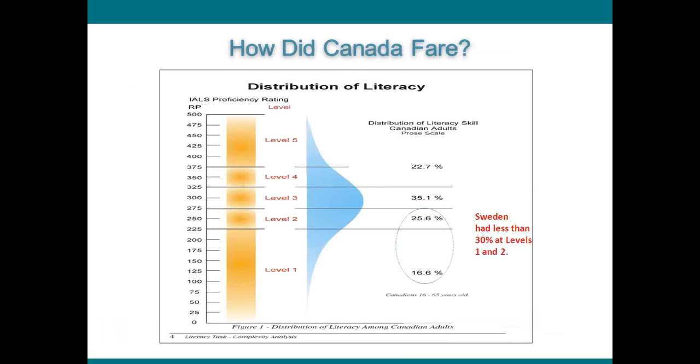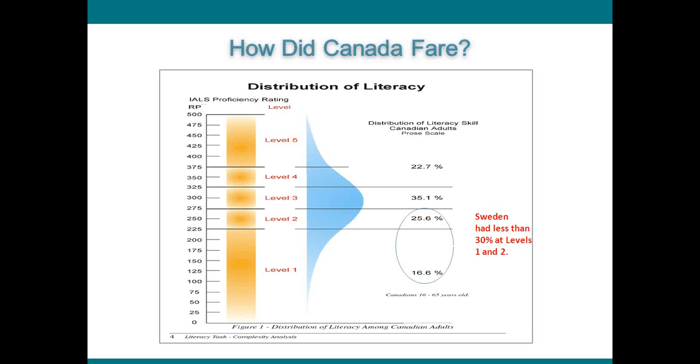So as you can see here on the left, this is the framework that I'm talking about, the 0 to 500 scale. You can see where the essential skills levels 1 through 5 fit on that scale, with level 1 being 0 to 225 and level 2, 225 to 275 and so forth. But just some interesting trivia related to the study.